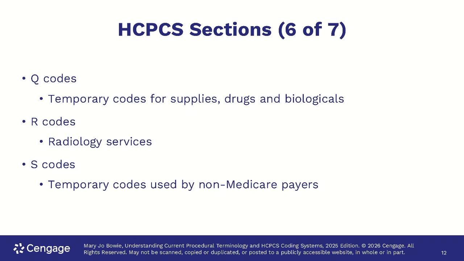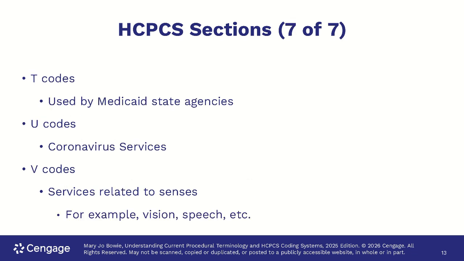S, temporary codes. These are non-Medicare codes utilized by Blue Cross Blue Shield and the Health Insurance Association of America, also known as HIAA. These codes report supplies, drugs, and supplies when there are no national codes. So you see the theme here, right? It's like there are no other options available, so we go here.